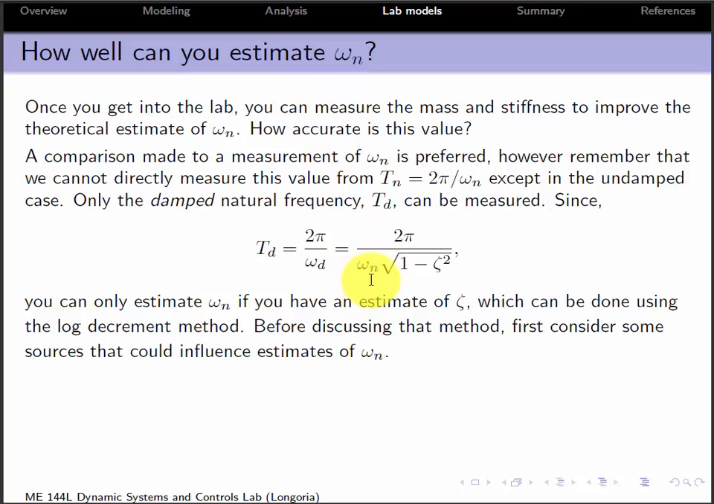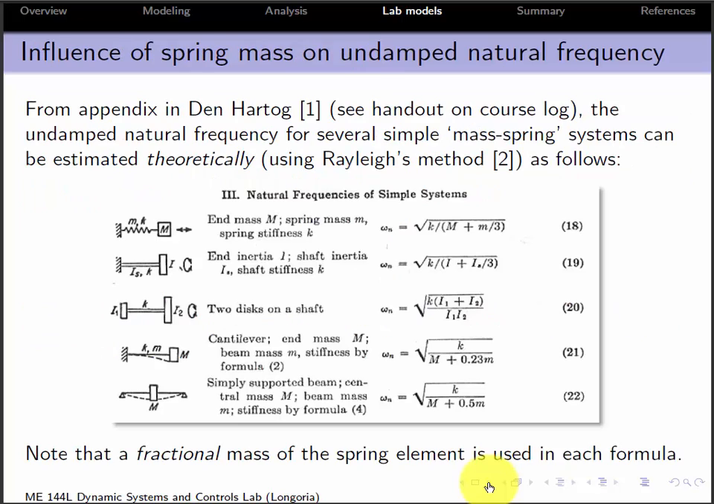and you can see how close you came to estimating what you can actually observe in your system, because your stiffness might be different from what you expect, right? Or it might behave differently. And let's look at some reasons, actually. Before we look at the log-decrement method, I want to show you at least a couple of reasons why your K and M values could be off.